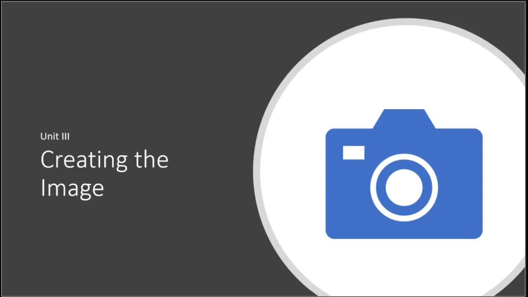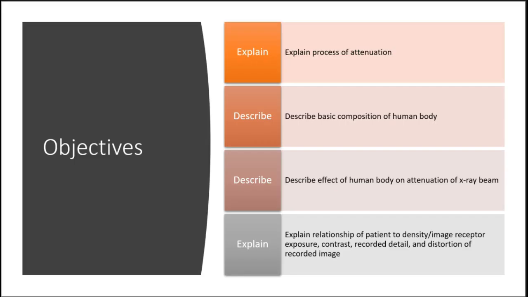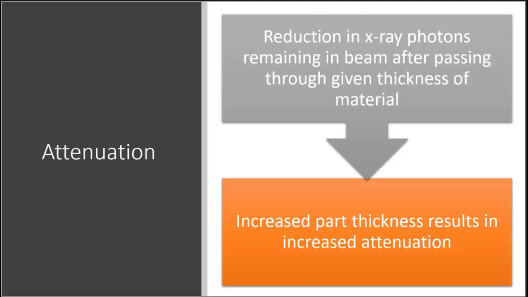Okay, so this lecture we're going to be talking about the patient as a beam emitter, which is chapter 16 in your Carlton book. And the objectives are: explain the process of attenuation, describe the basic composition of the human body, describe the effects of the human body on attenuation of the X-ray beam, and explain the relationship of the patient to density/image receptor exposure, contrast, recorded detail, and distortion of the image. Really important that you're able to define these in order to do well on your exam.